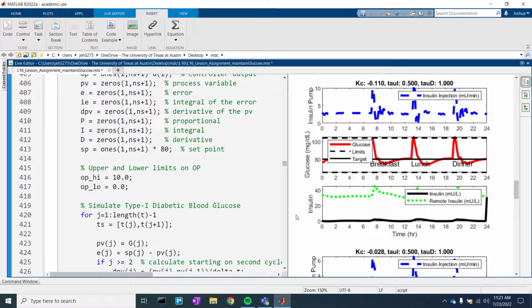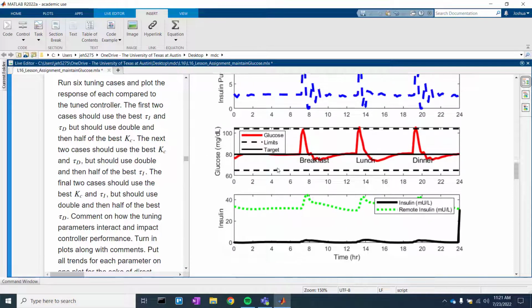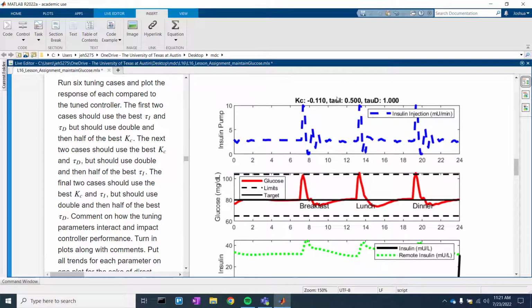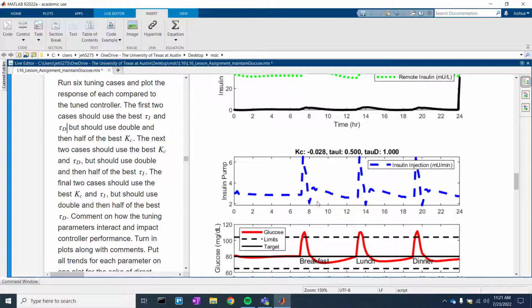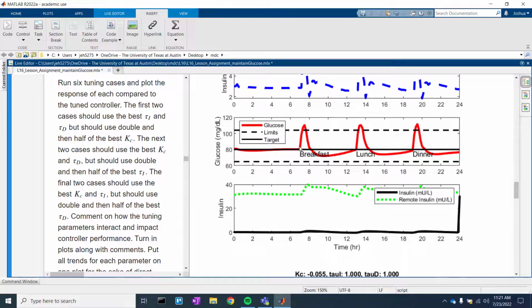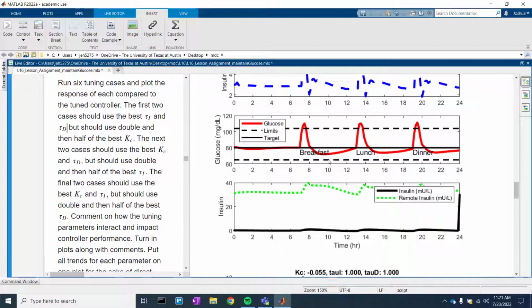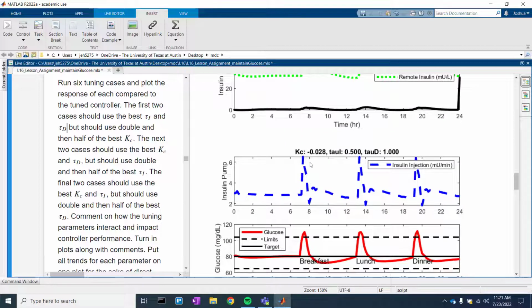Okay, let's look at our plots. So here's a Kc that's half of the previous value. And you'll notice we actually do pretty well. Our tau I as well is 0.5, our tau D is equal to 1. And you'll notice we stay very clear of that bottom portion there. Let's compare that to a Kc that's double. And you'll notice we now have that problem where it comes up and above, that overshoot that happens. So that's half, I should say. That's much lower.